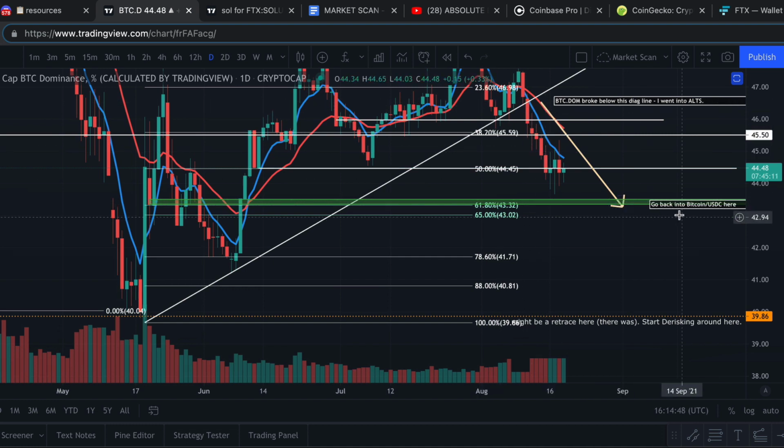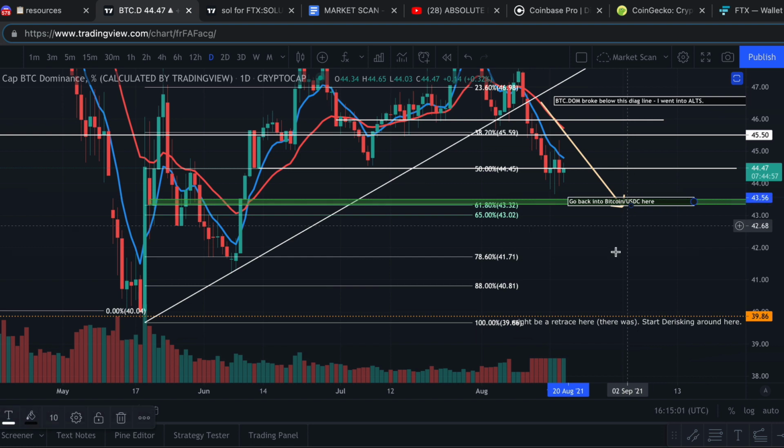Now I'm just simply waiting for the dominance level of Bitcoin to reach the 61.8 golden ratio. As soon as it reaches this ratio, I will go back into Bitcoin. I will go half Bitcoin, half USDC here. I will exit my alt positions once it reaches here.